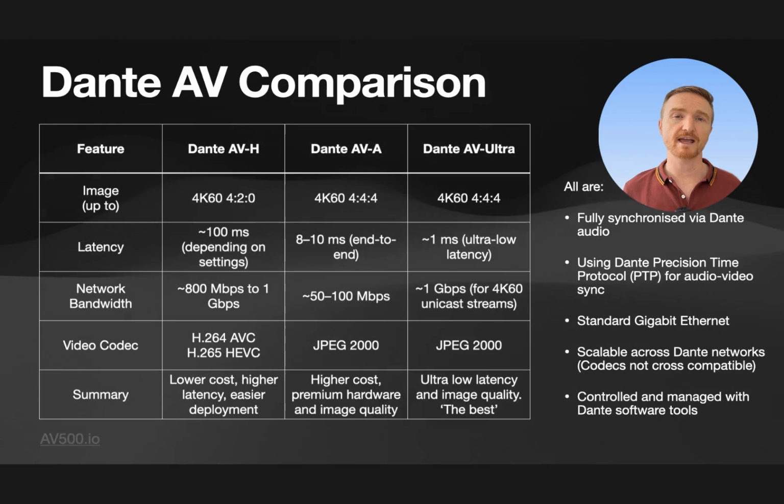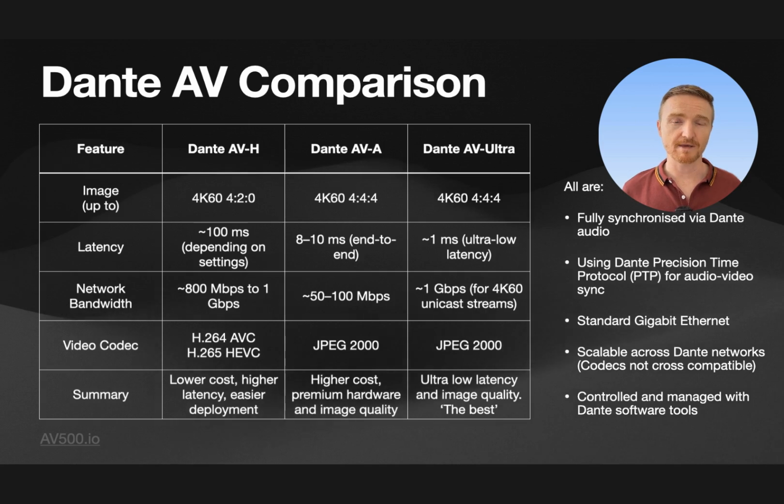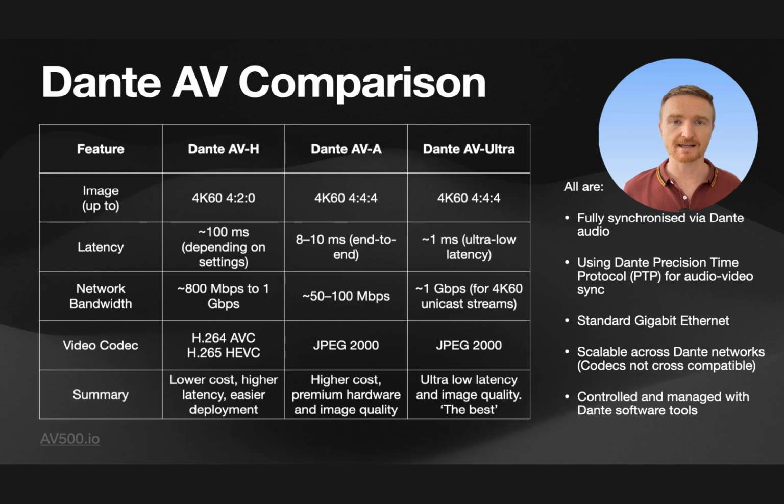Next we have Dante AVA. This takes us up to 4K 60 444. It adds in 2 channels of Dante audio. It includes support for HDCP copy protection 2.x and uses JPEG 2000 compression with a much reduced latency at 8 to 10 milliseconds, using around 800 megabits per stream.